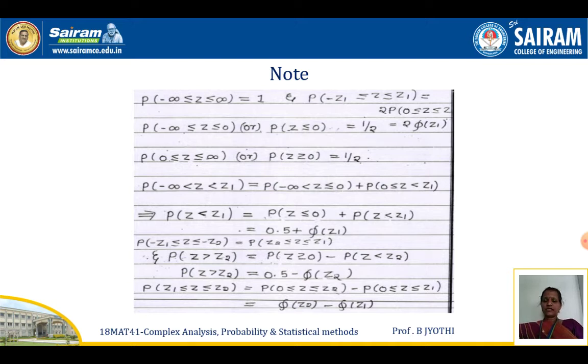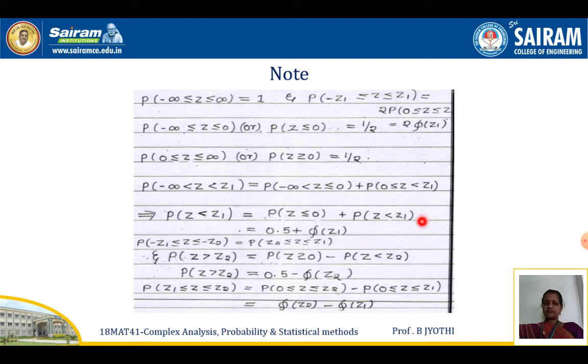Similarly, when we come to the right hand side of the bell shaped curve, we get P(0 ≤ z ≤ infinity), or P(z ≥ 0), which is half. Next, coming to this point, P(minus infinity < z < z1) is P(minus infinity < z ≤ 0) plus this. That is, we can add up the two parts.